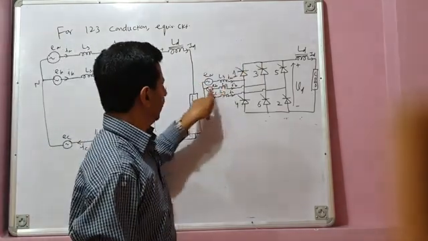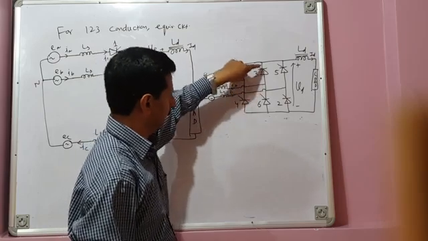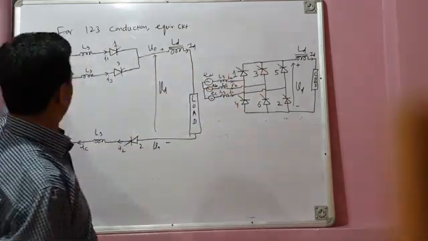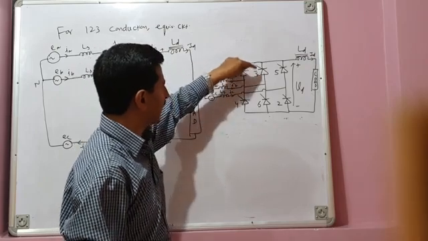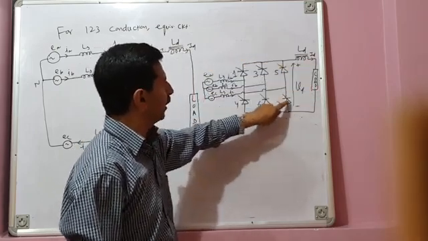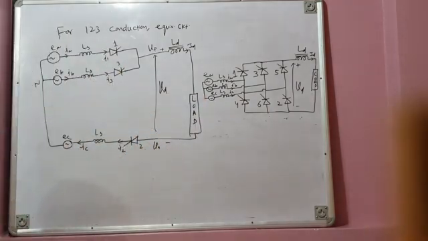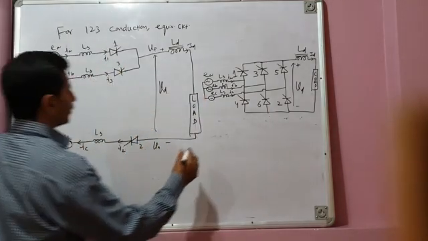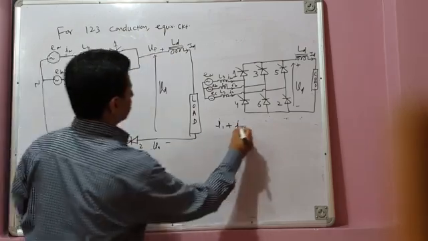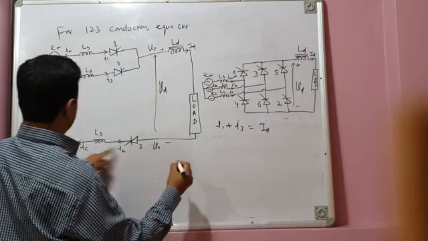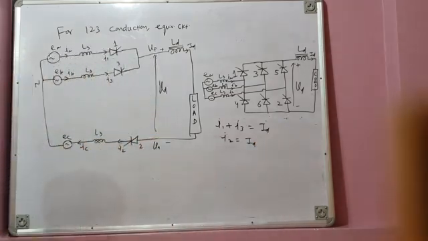1 is conducting, 3 is also conducting. So there is commutation taking place between 1 and 3. Current in 1 is decreasing, current in 3 is increasing. Both are conducting during the commutation overlap period. And the sum of the two currents, I1 plus I3, is equal to ID. And the return path is provided by valve 2. So this is the equivalent circuit. So I1 plus I3, what is this equal to? It is equal to the load current ID. And I2 is also equal to the load current ID. The return path is provided by valve 2.